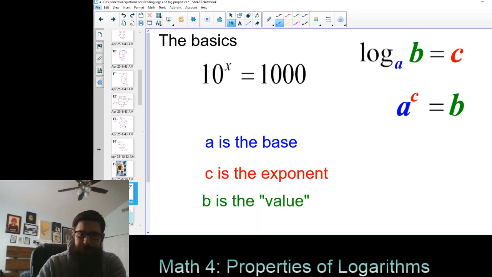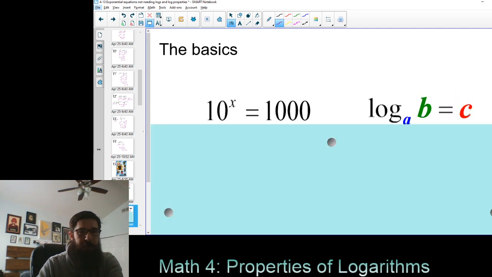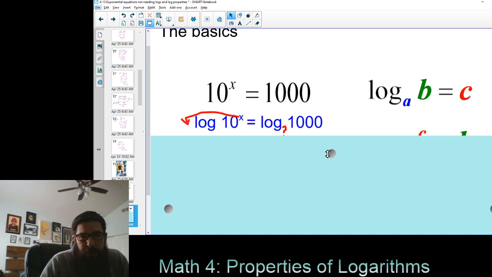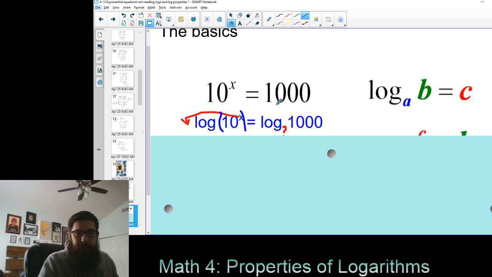So let's actually put these things to work, okay? I'm going to walk through a couple different problems here. Found some old slides from last year that have cleaner handwriting. First step I'm going to do, and this is where the algebra piece of this comes in, I am basically taking the log of both sides. I should probably put some parentheses here. My apologies. I have log of 10 to the x equals log of, oh goodness, 1,000.